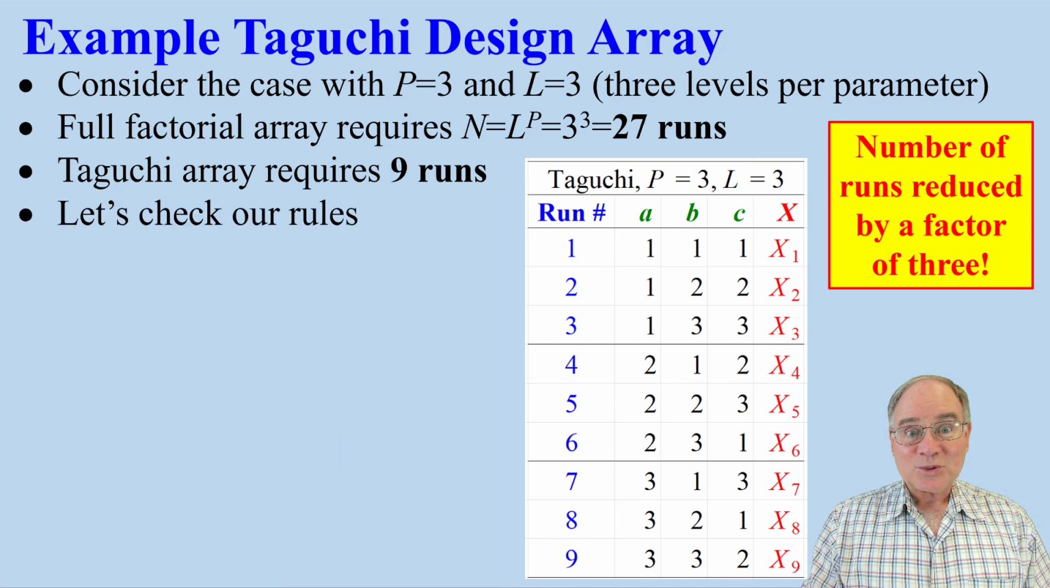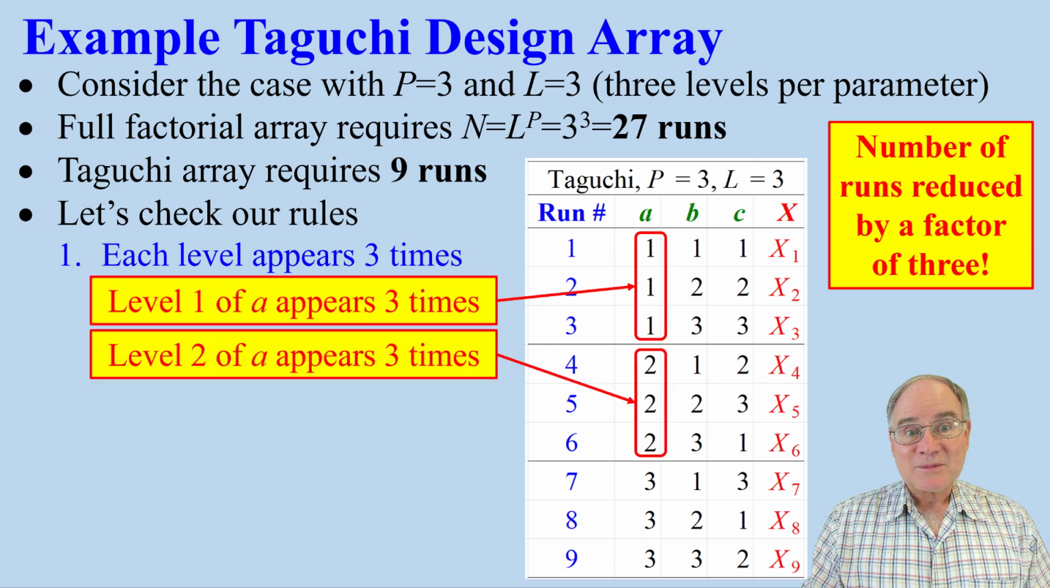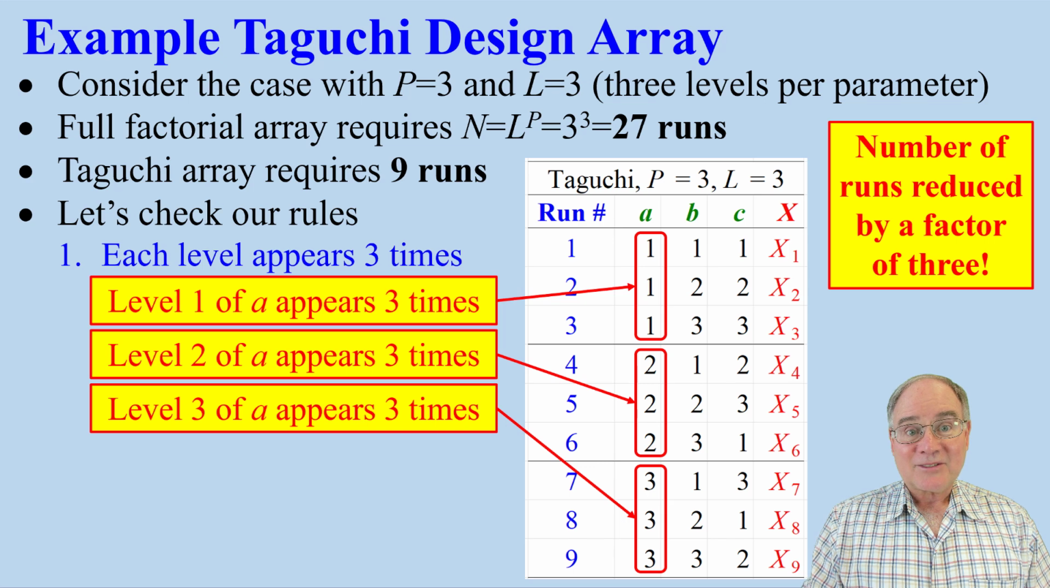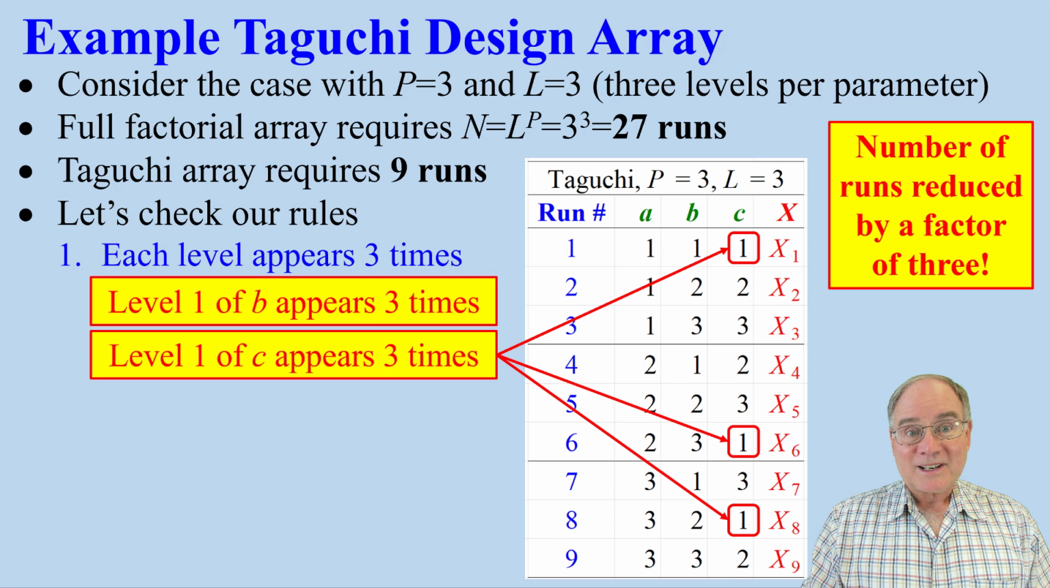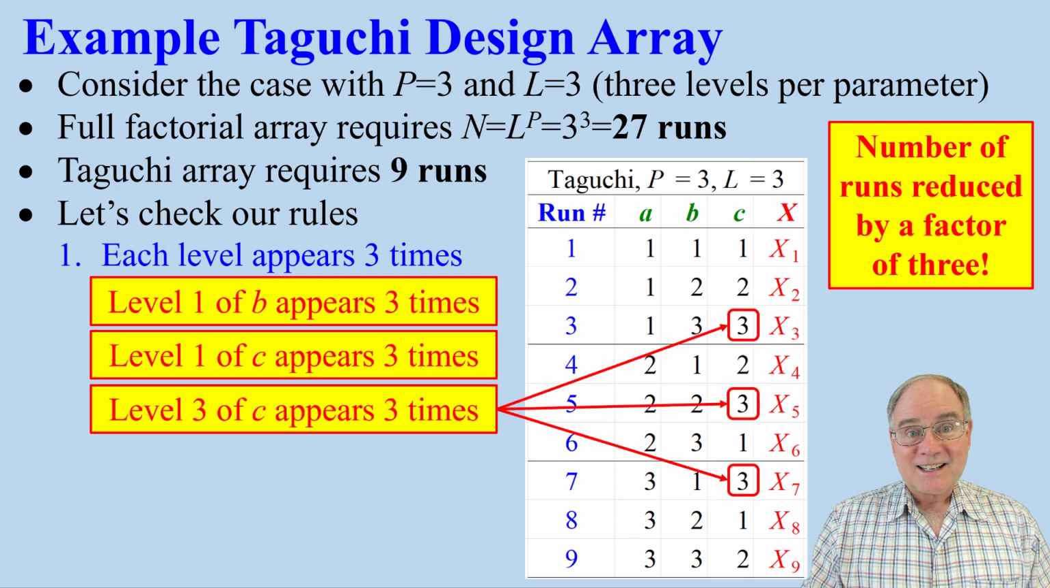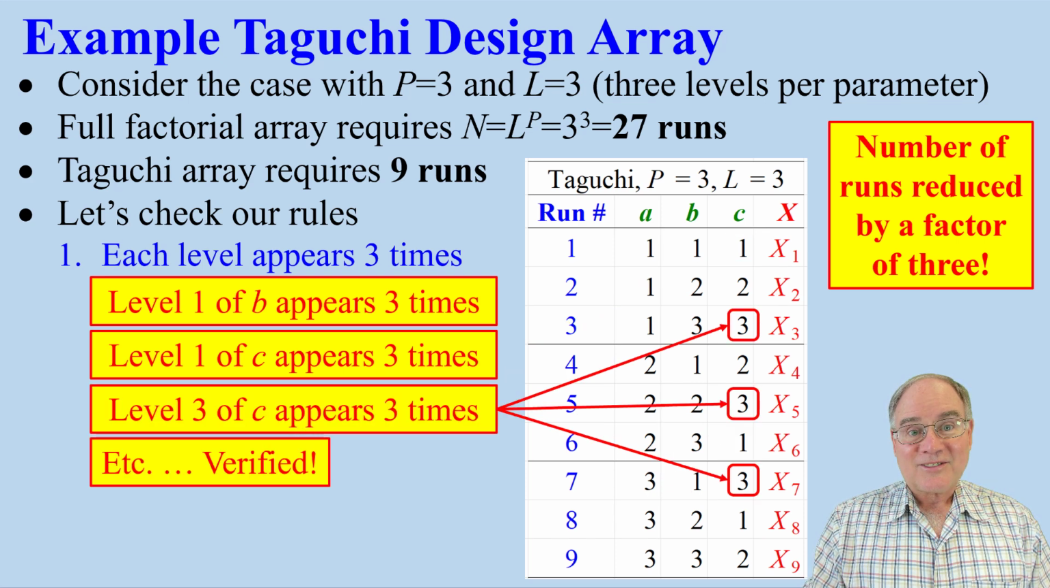Let's check our rules. Each level appears the same number of times, namely 3. Level 1 of A appears 3 times, level 2 of A, and level 3 of A. Level 1 of B appears 3 times, level 1 of C, level 3 of C, etc. You can verify the rest.